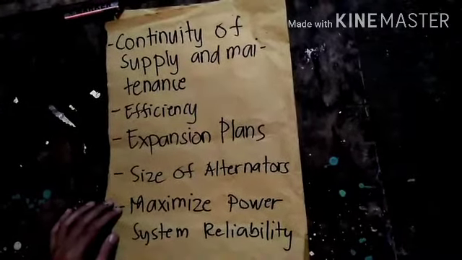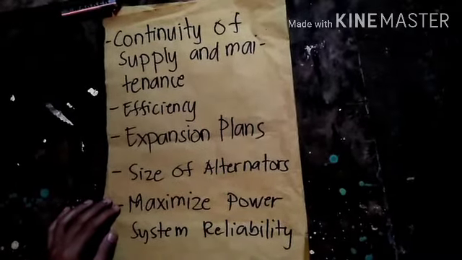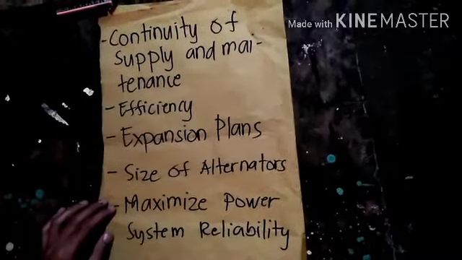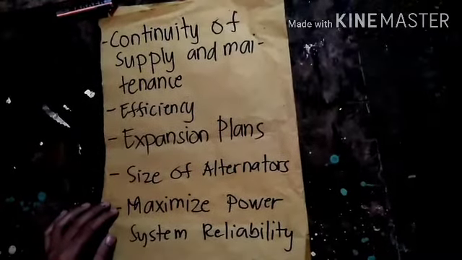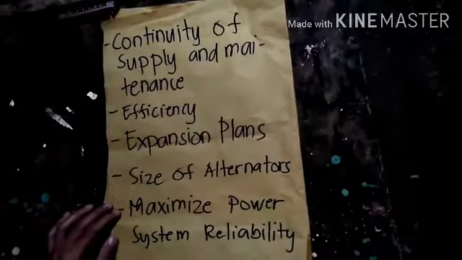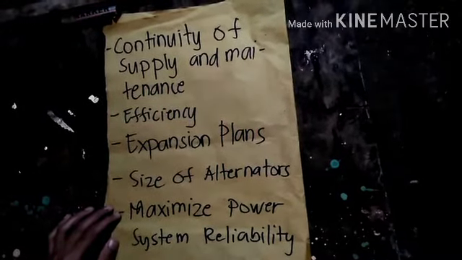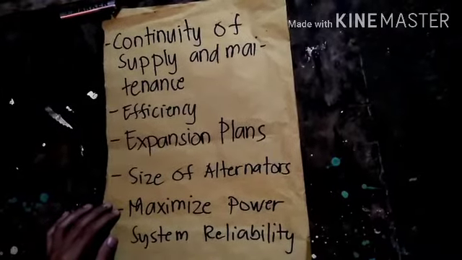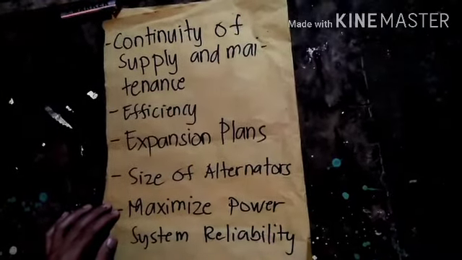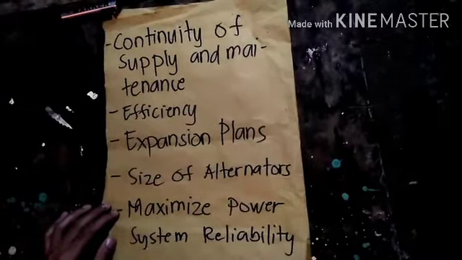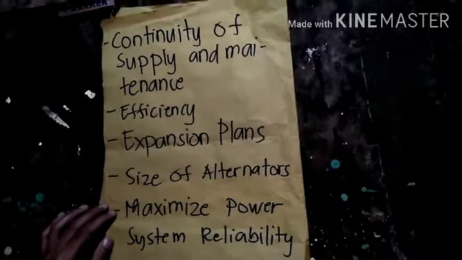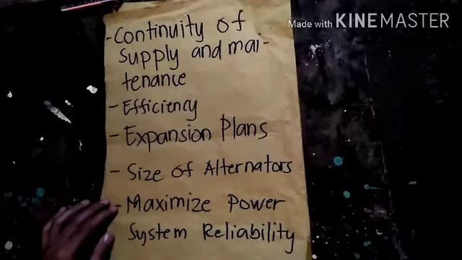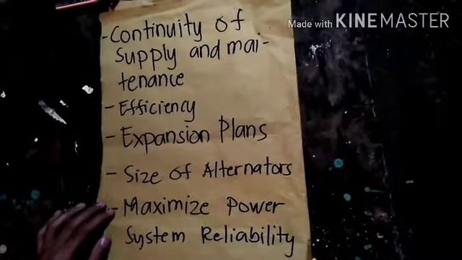Then the last one is maximize power system reliability. If any one of the generators running in parallel is tripped due to a fault, the other parallel generators in the system will share the load, so the electrical system is not interrupted by the tripping of one alternator, only when the shared loads do not make other alternators overloaded.